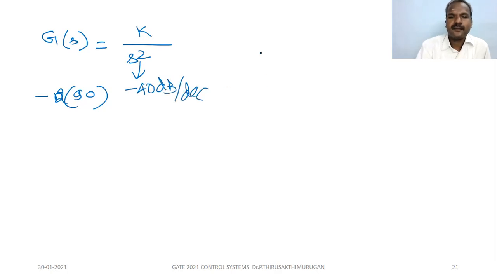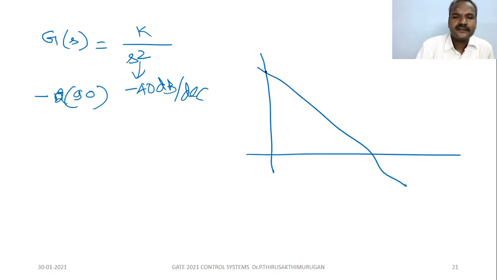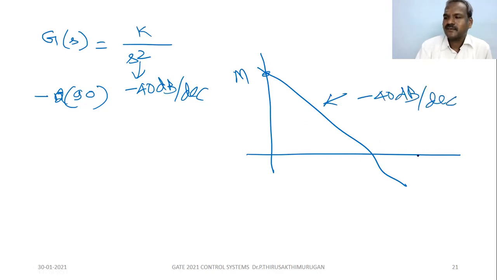Understand? So what is the magnitude plot? Very simple. This is the initial magnitude, and this slope is minus 40 dB per decade. Understand? So this is the magnitude plot for double integrators. Next we see another transfer function.